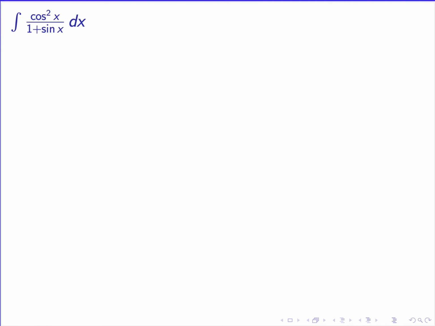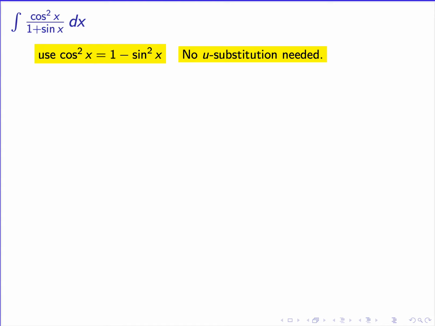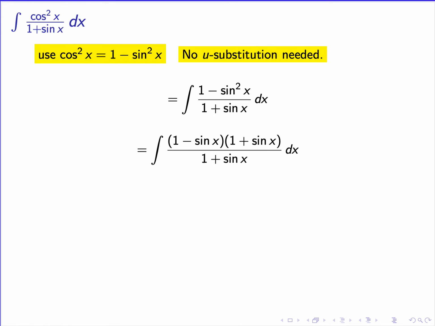Okay, what about this guy? We've got cosine squared over 1 plus sine. So if we use our Pythagorean identity, we can do this with no substitution. Because cosine squared is 1 minus sine squared. And that's a difference of two squares. So it can be factored into 1 minus sine x times 1 plus sine x. Then we can cancel those 1 plus sine x's, and we're left with this. And you can integrate that to get x plus cosine x plus c. And we're done.